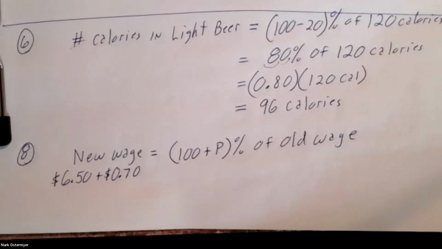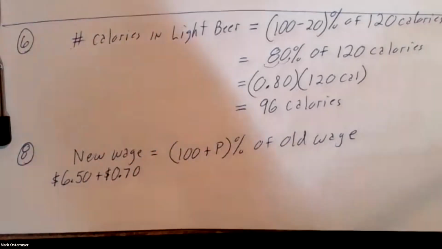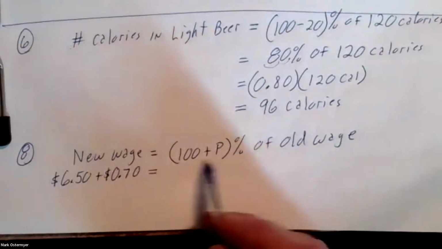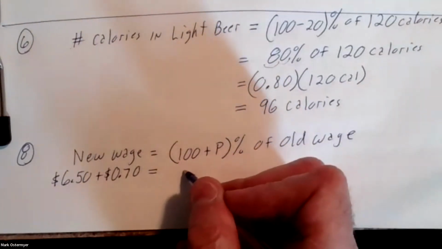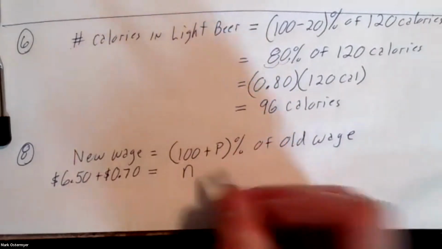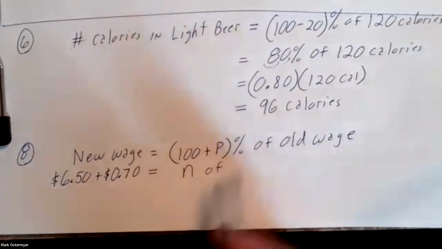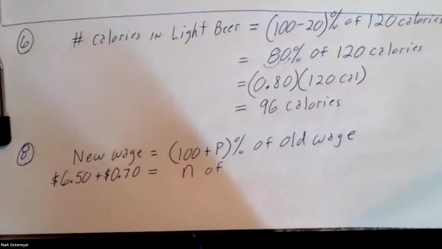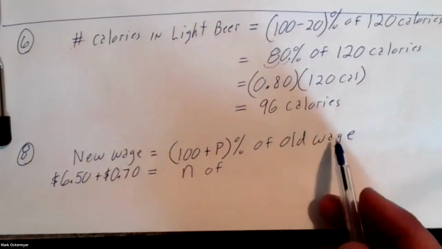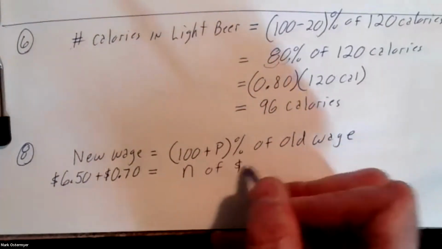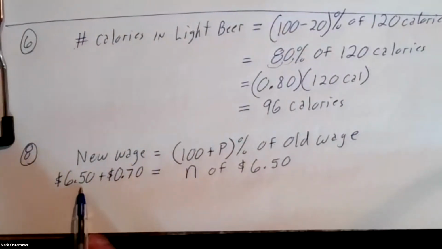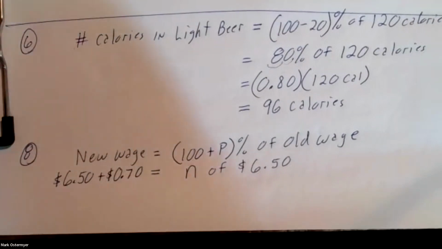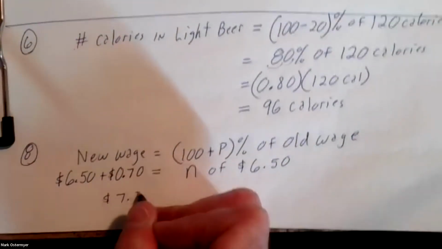They want us to compute the percent, or the rate of increase. So we have the new wage, and we don't know what our percent is. Do you agree? So let's just call it N or X for now, because we don't know what this percent has to be. But we know the old wage is $6.50. So $6.50 plus a 70-cent raise is going to be $7.20. That'll be the new wage.